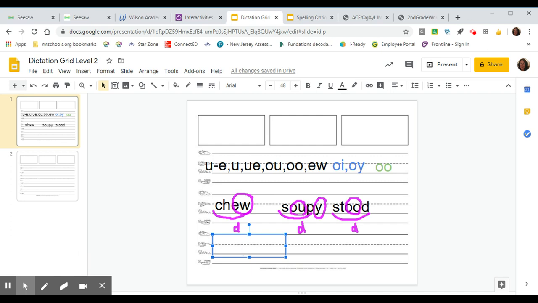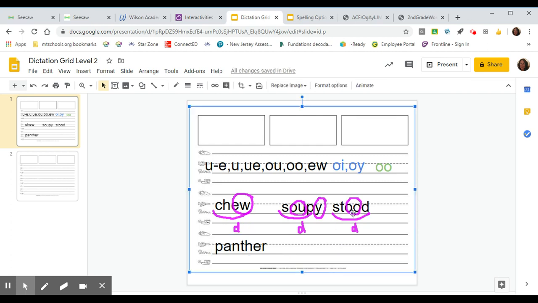Now, a review word. This is a word that you should be able to spell on your own. If you need to tap out the word, feel free to do so. I'm going to be typing it, and then you can check your work with mine. The word is panther. Panther. Go ahead and write the word panther. Make sure you mark up the word, and then you can check it with mine.